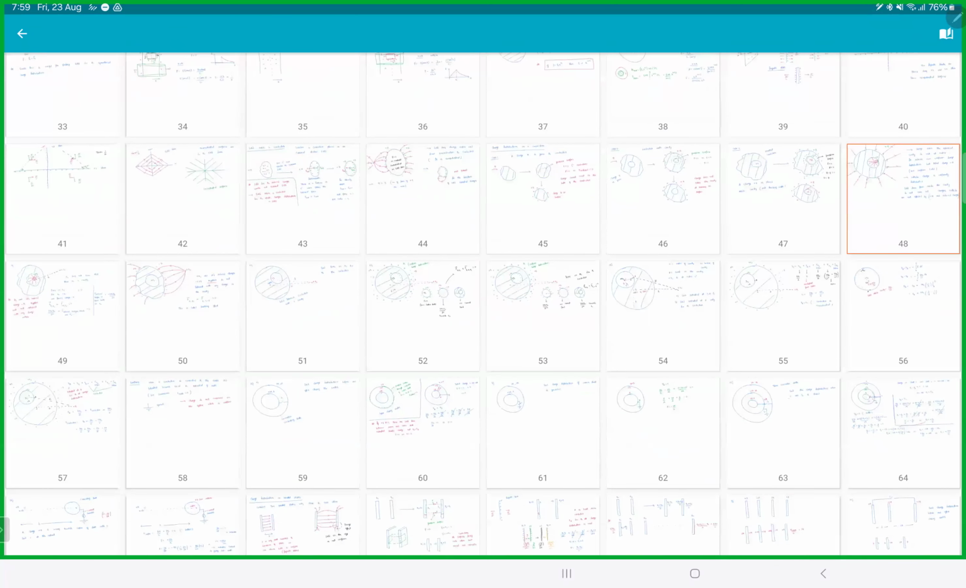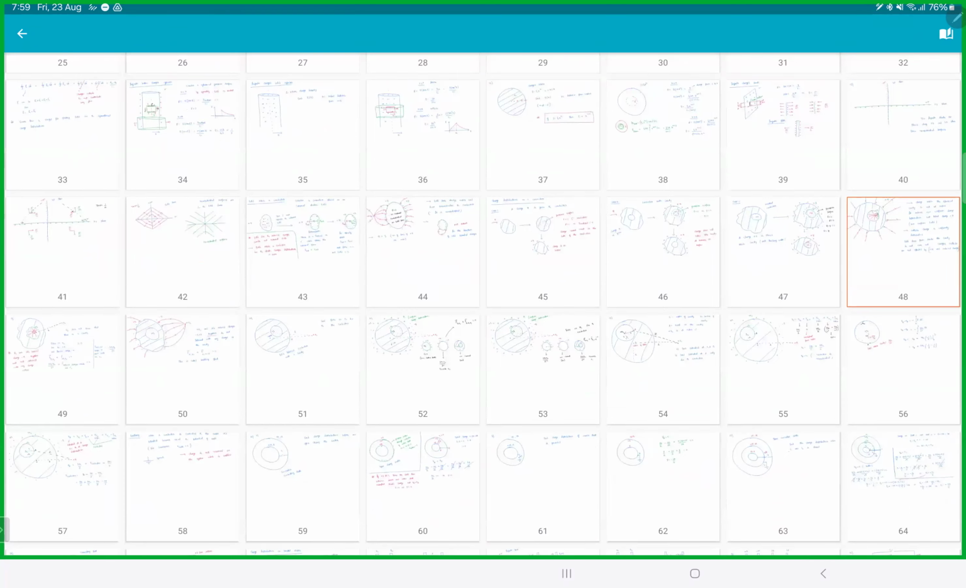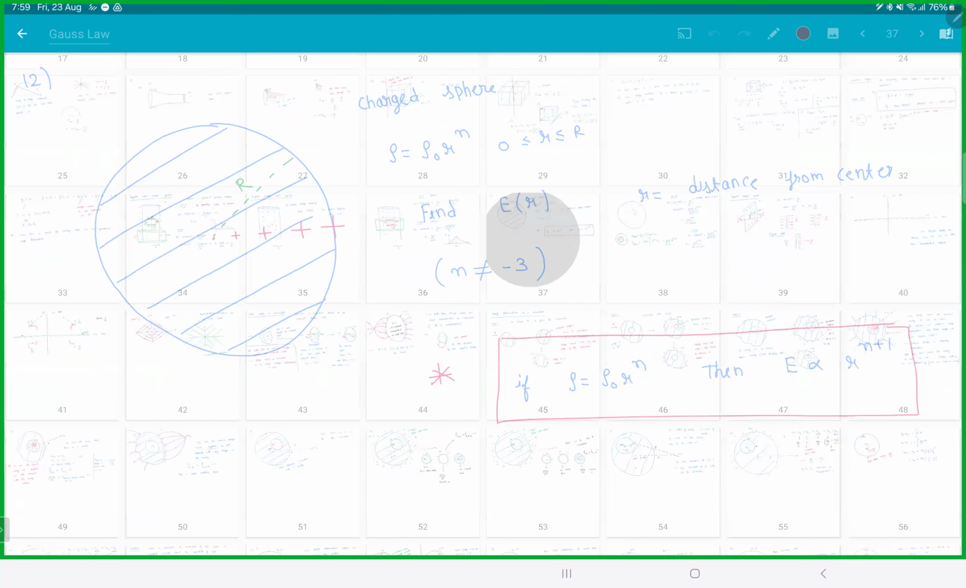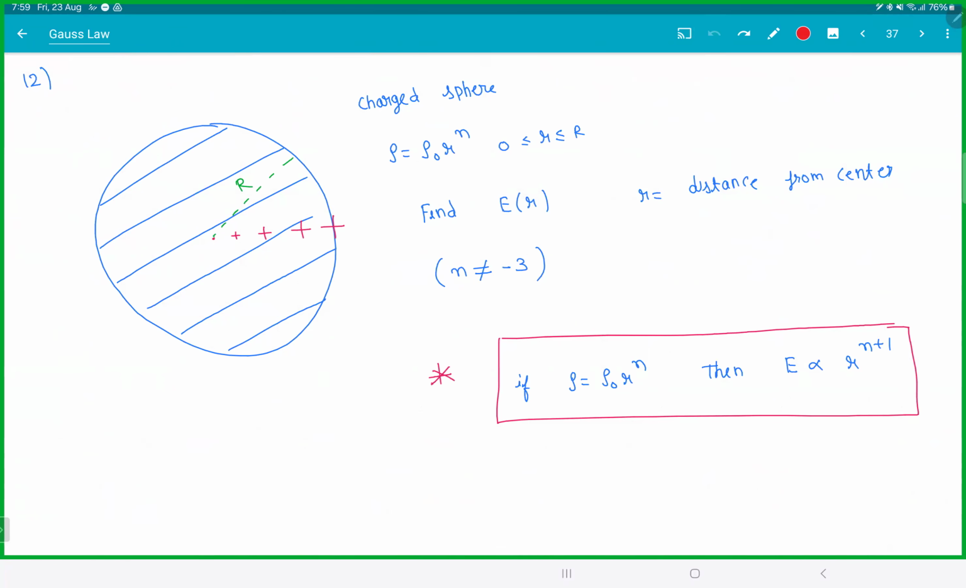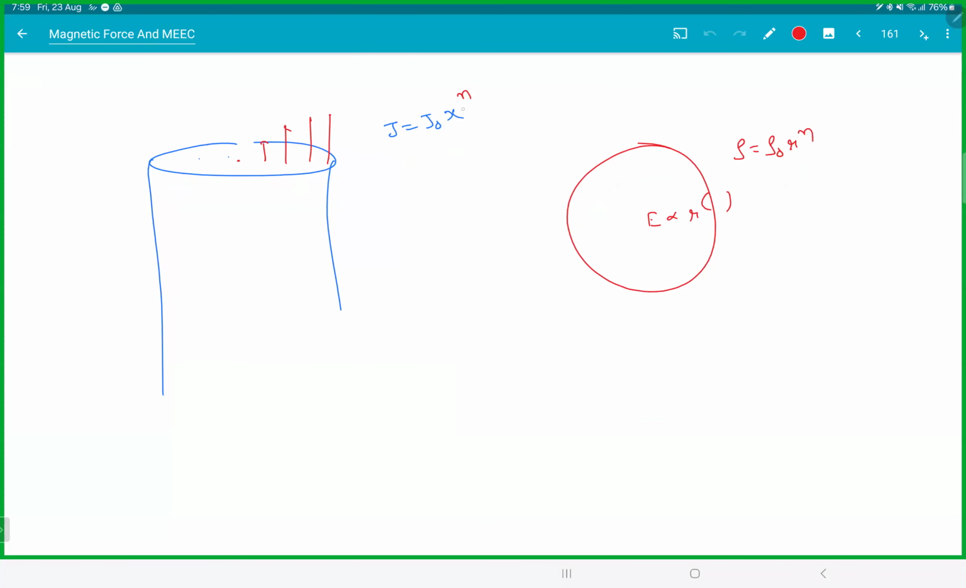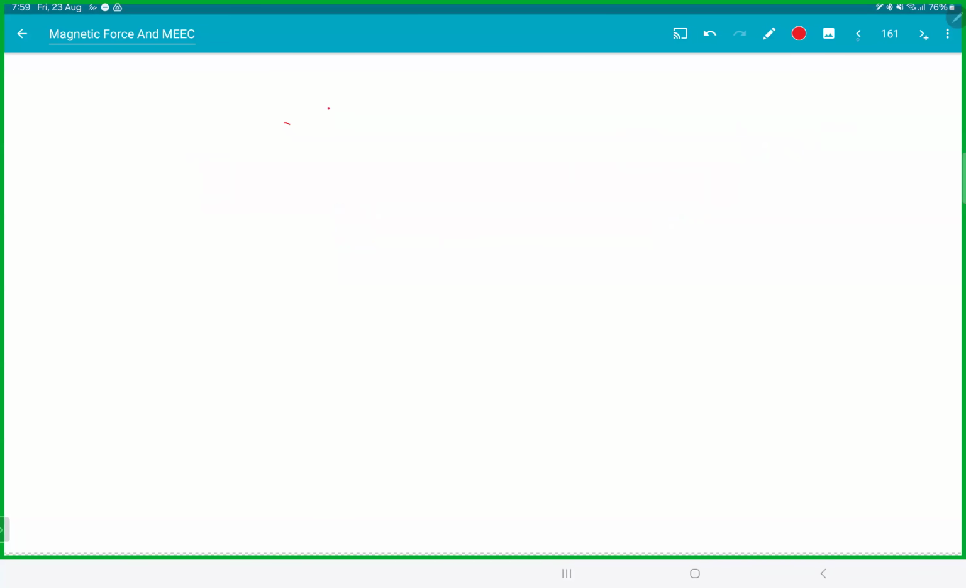That is fine. Now you realize you forgot, so go back and revise. I put a star there also for this. If the density is rho naught into r power n, the field inside is proportional to r power n plus 1. So here also it works. If this is J naught x power n, the magnetic field inside will be proportional to x power n plus 1. We will prove that in the next class.